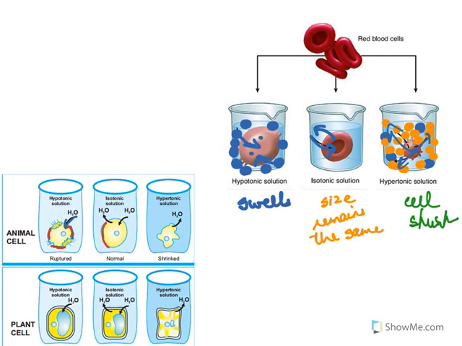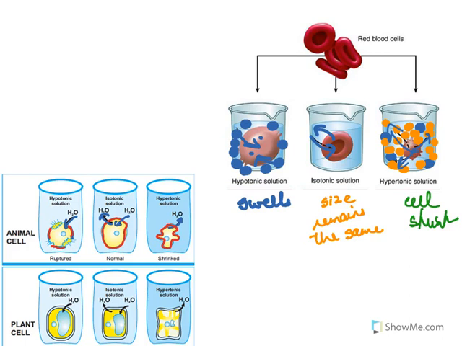If it is kept in the isotonic solution, the amount of water entering is equal to the amount of water leaving, so the cell stays normal. But when it is kept in hypertonic solution, we've seen the water leaves, and because the water leaves, the cell begins to shrink. It becomes smaller because water is leaving the cell. That is for an animal cell.